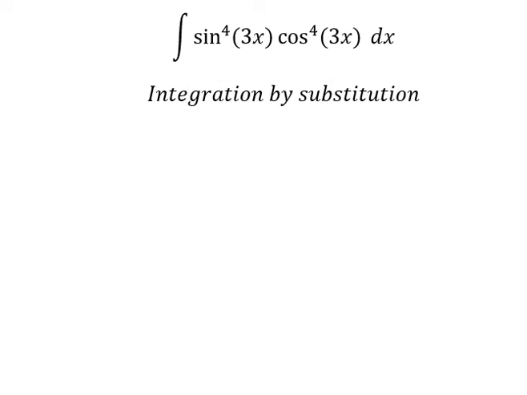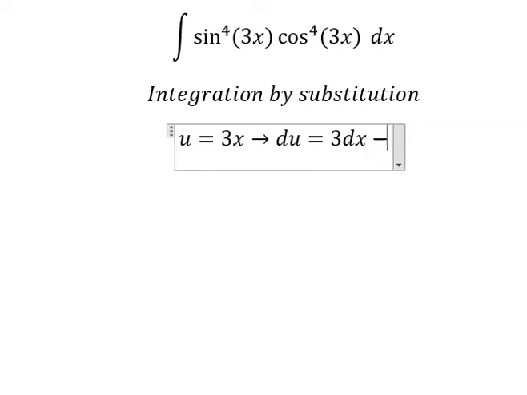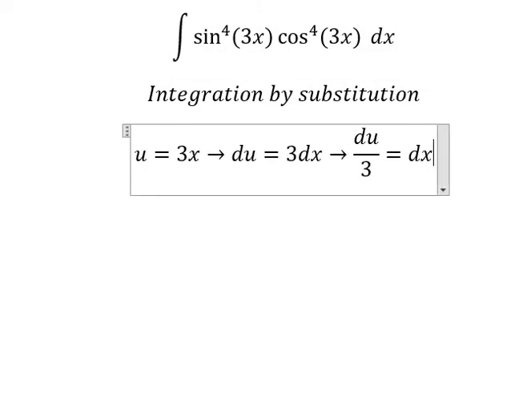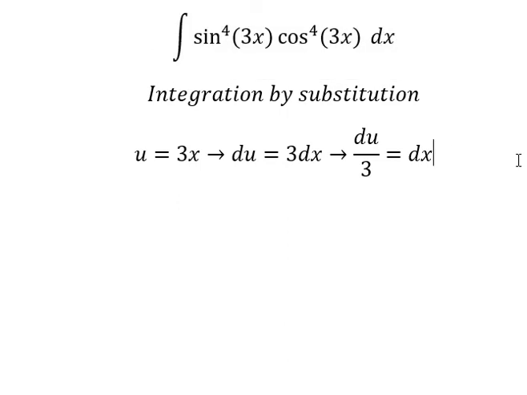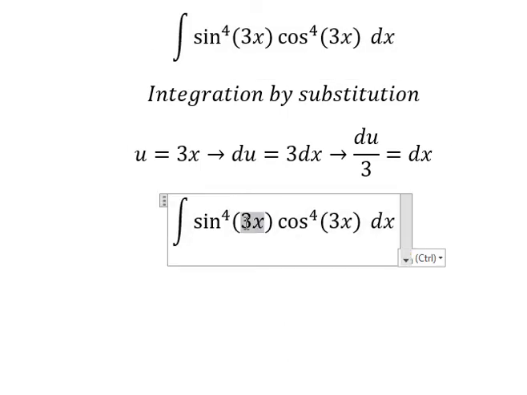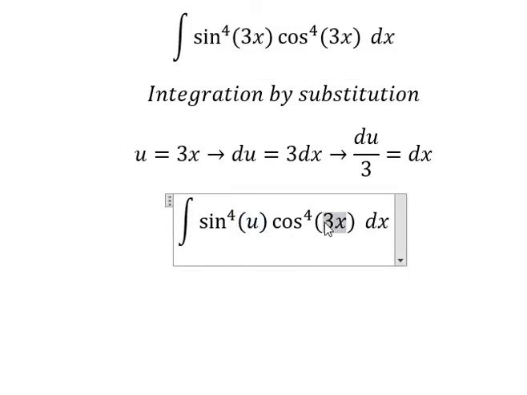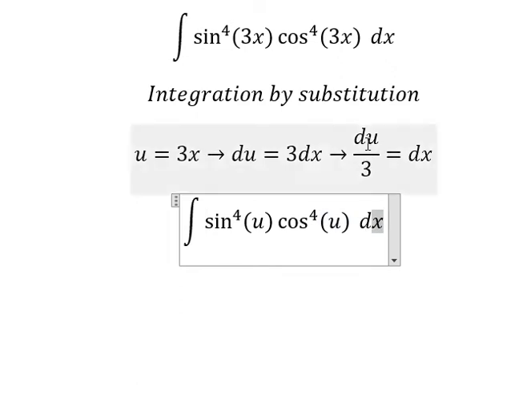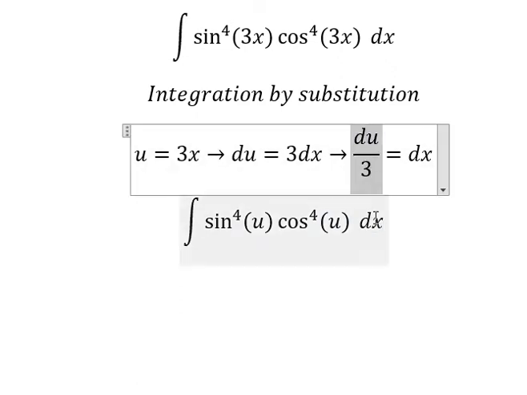So I need to put u equals 3x. Later we take the first derivative of both sides, and we have 3 dx. Because we don't have the number 3 in here, we need to divide both sides by 3. This one we change to u, and dx we change to du over 3.